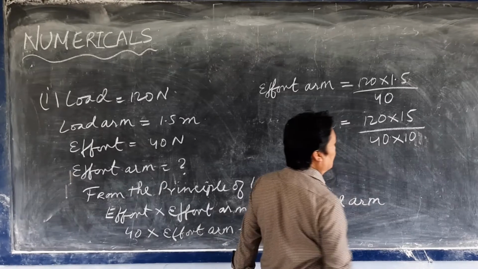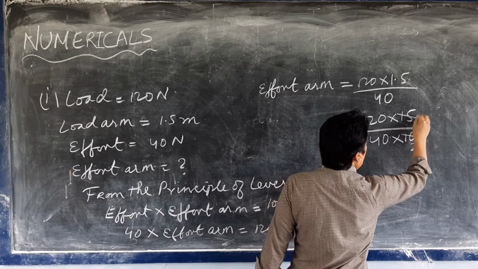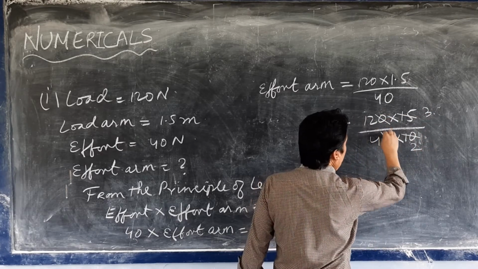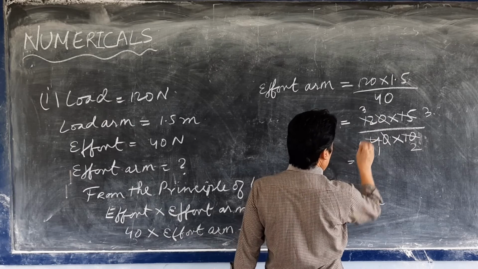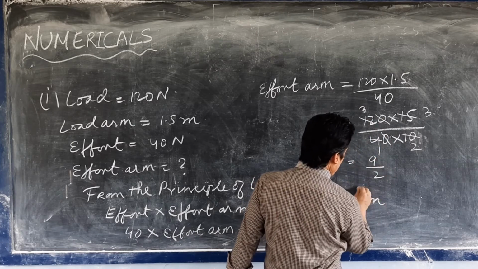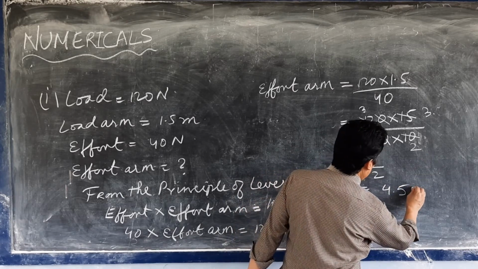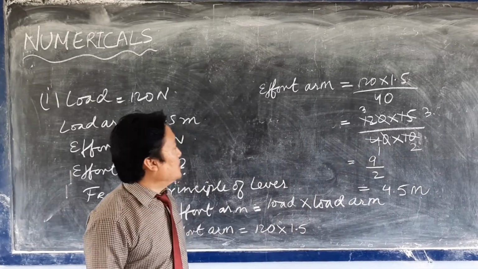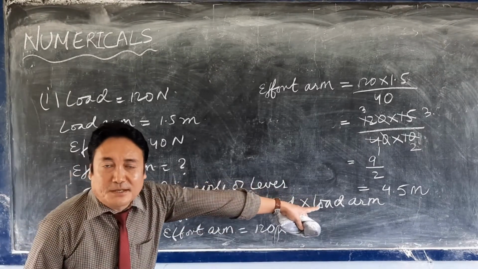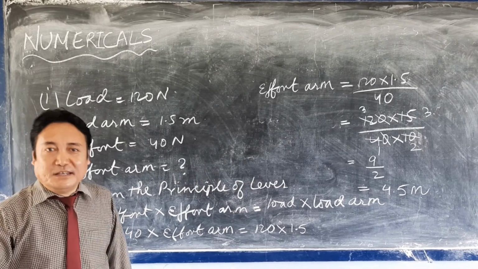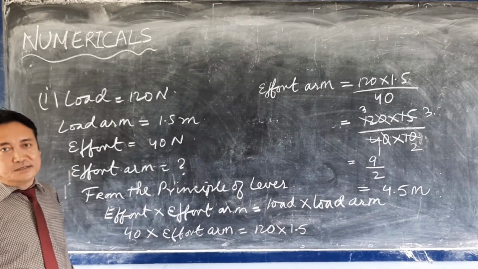Remove the decimal here: 15 you can make it here, 40 you can make it here. So you have removed the decimal, so I am writing the 10. Then 5 2s are 10, 5 3s are 50. This 0 0 cancels. 4 1s are 4, 4 3s are 12, which equals 3 3s are 9 by 2. Now divide it here, 2 4s are 8, 2 5s are 10, so it equals 4.5 meter. So this is the effort arm. Therefore the effort arm is 4.5 meter, and now you can say that the lever is in stable equilibrium. So this is the first answer.